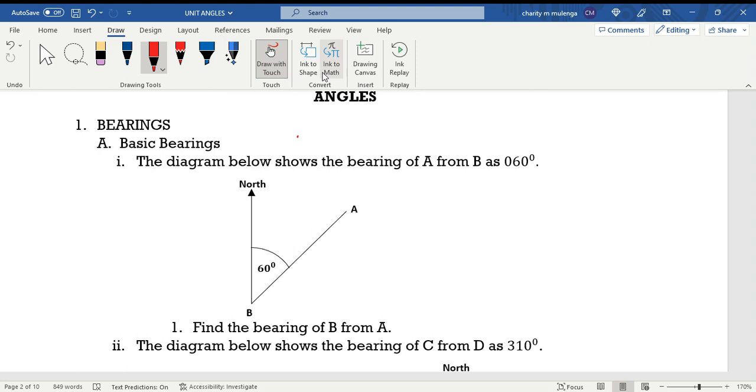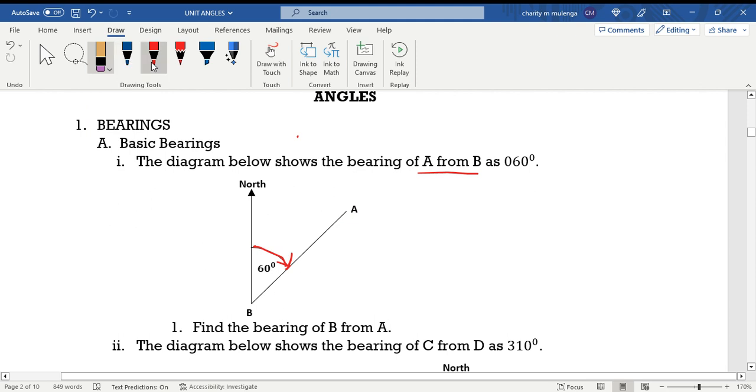All right. The question says the diagram below shows the bearing of A from B. A from B, so from B going to A. So they've told us that the bearing is 60.